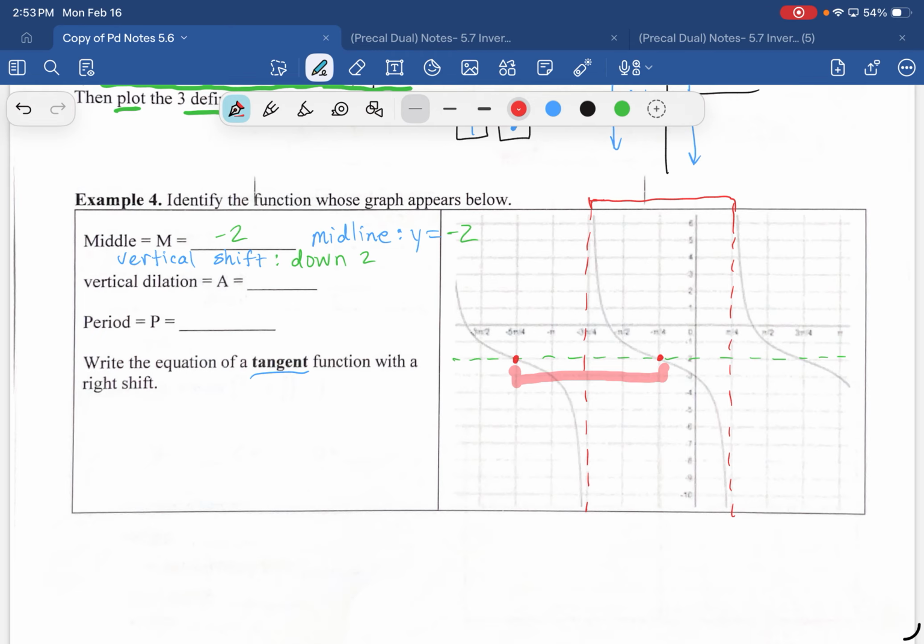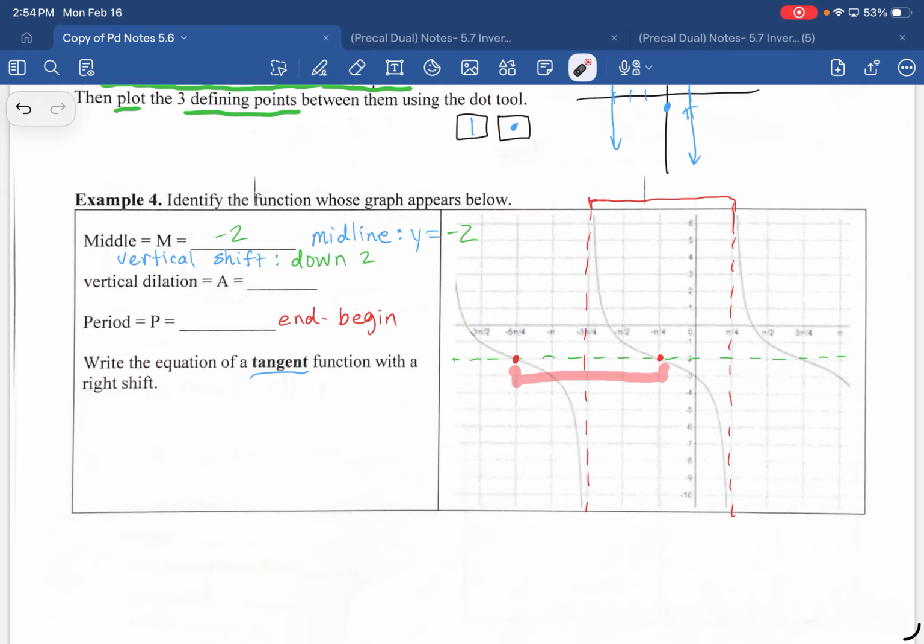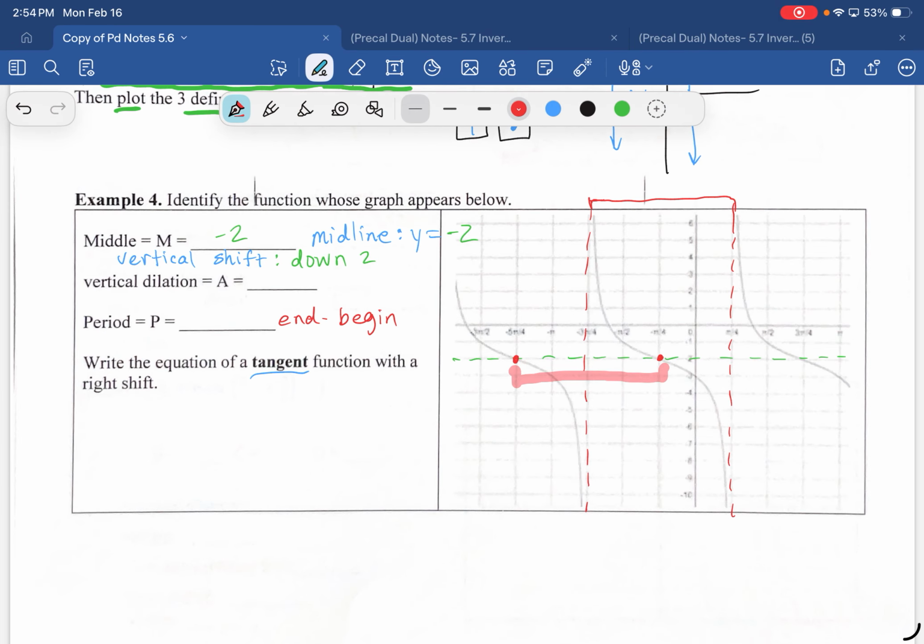From the parent graph, 0, 0, to the next nice point, pi over 4 comma 1, is a vertical change of 1 unit. Here we are seeing that same vertical change of 1 unit, so it's not any taller or shorter than the parent graph, it's just got a different scale. It's got 1 box for 1 unit instead of 2 boxes for 1 unit. But that is not A, that's absolute value of A. The absolute value of A being positive 1 gives us 2 options for A. Either A is positive 1 or A is negative 1.